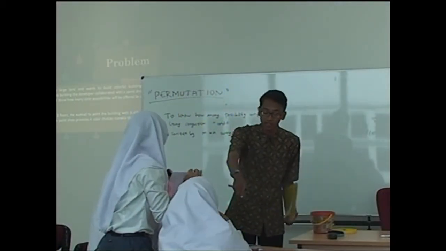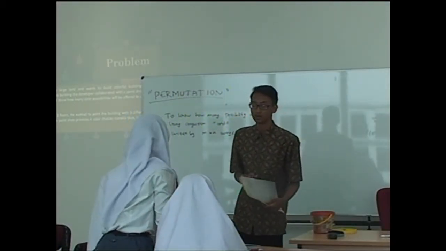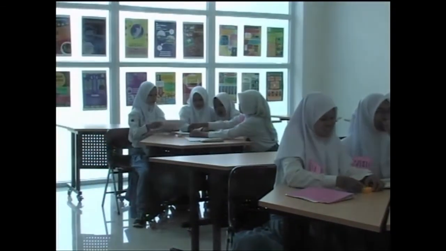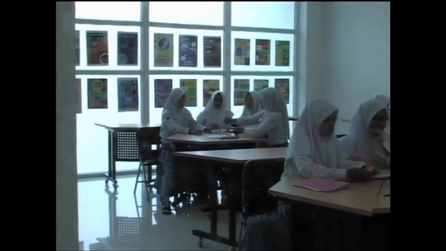Of course, you have to write all possible arrangements that you have found with the color of the Lego. And the first model is green, red, and blue. You can draw.